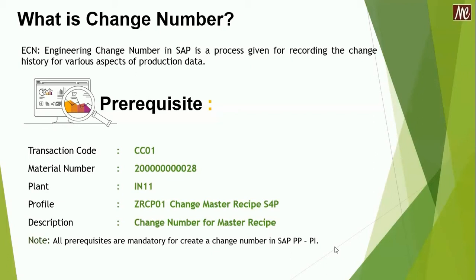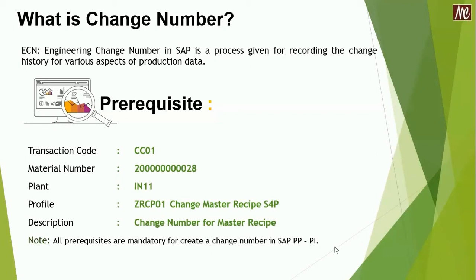Here we created a custom object looking towards the master recipe. This particular custom profile is assigned to the master recipe through the change number. Definitely, a description is required. So, in the note section, we clearly maintain that all prerequisites are mandatory for creating a change number in SAP PPPI. SAP PPPI means process industry.